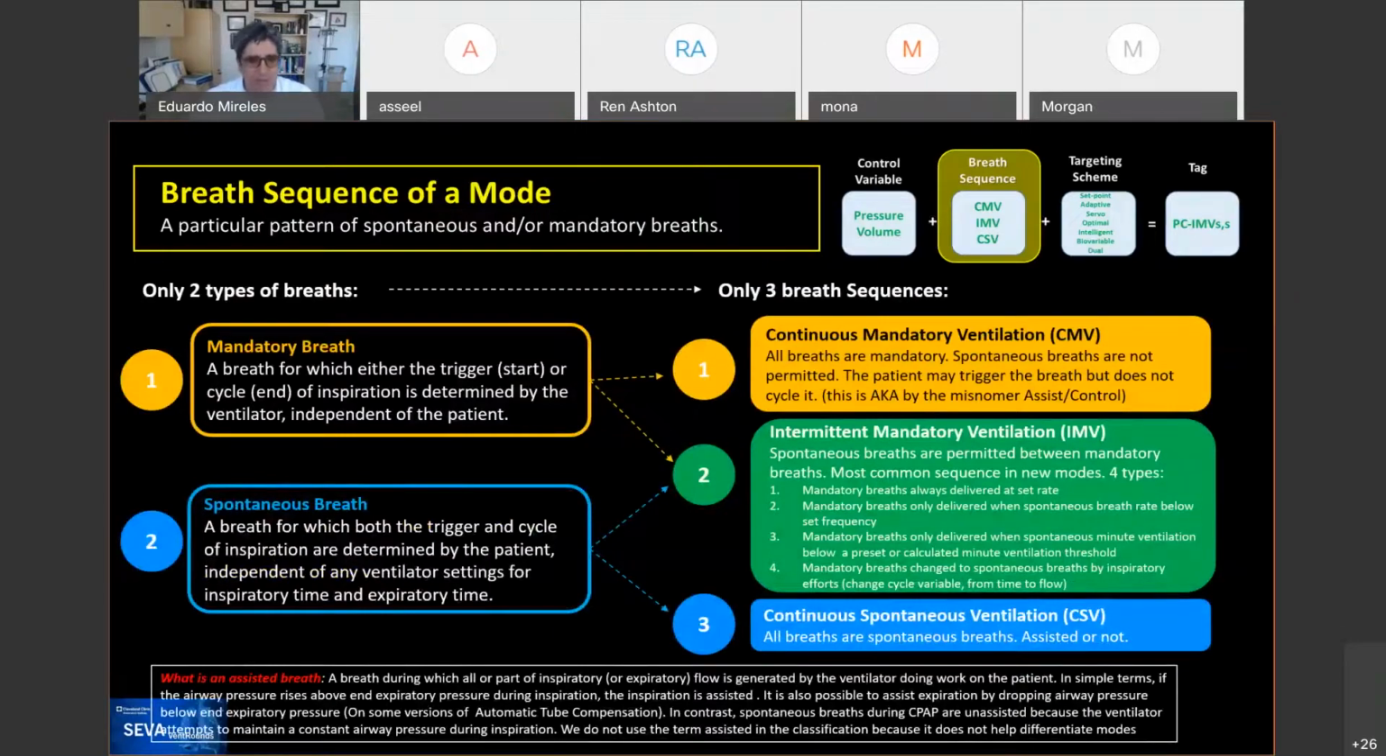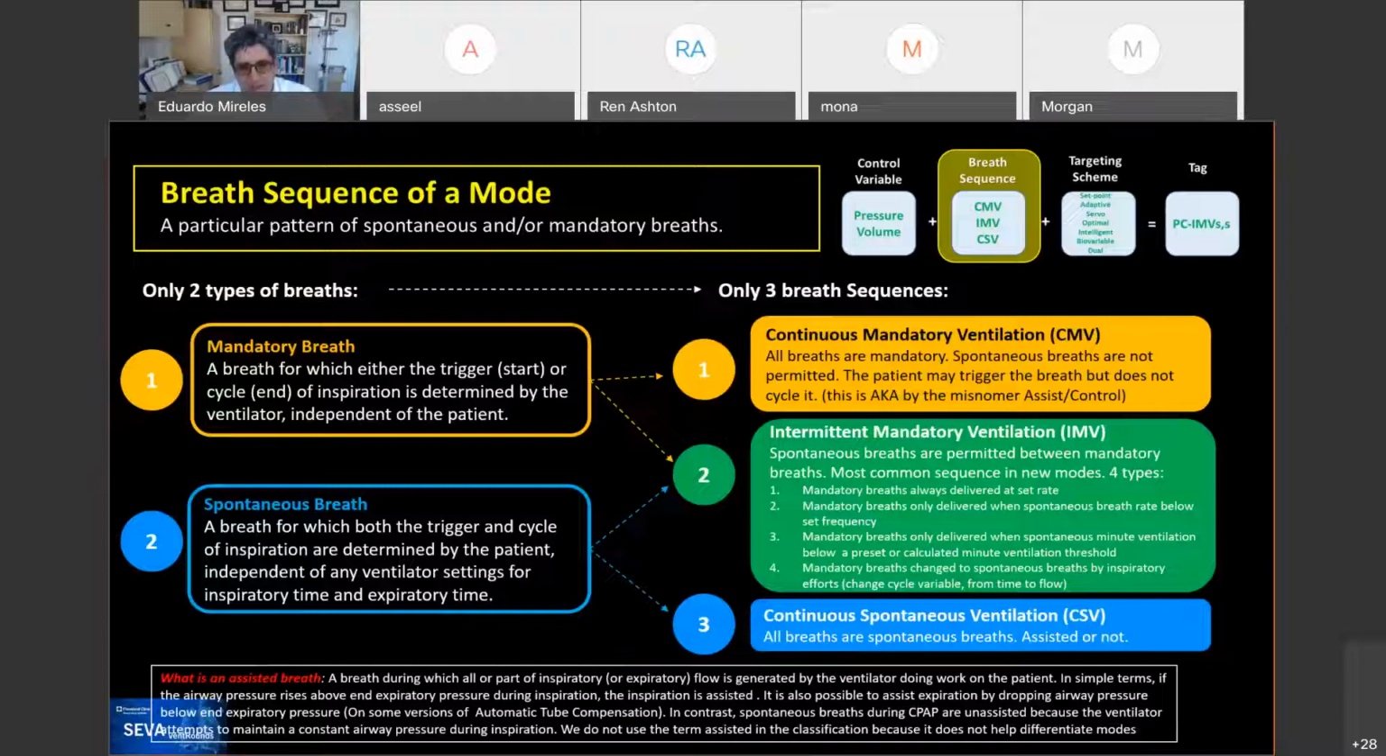So I thought I would put a little tutorial here on what we're going to be talking about today. Essentially, as you know, a mode of mechanical ventilation is made by the control variable, which can be pressure or volume, a breath sequence, which is CMV, IMV, or CSV, and then a targeting scheme, which is the computer software that controls the ventilator or the hardware. And then finally, from there, we created this tag that helps us summarize what each one of the modes does. So today we want to focus on this breath sequence of a mode. And we try to make this very simple.